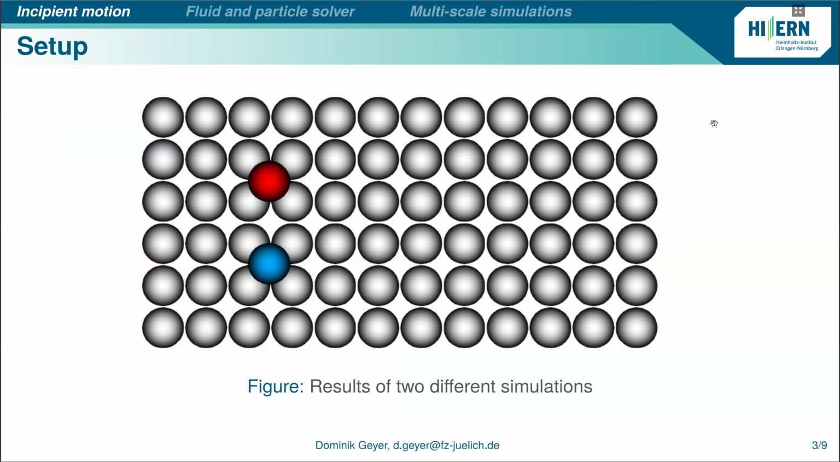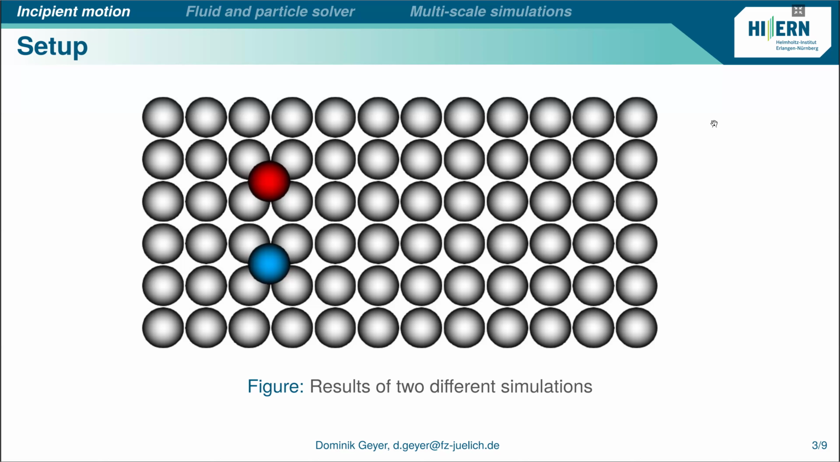Unfortunately, I think the movie will not work. But this is my setup. You see here a quadratic arrangement of spheres, and you see on top of the substrate two spheres. And when the particle starts moving depends on the shear flow. In the following, I will consider this on the experimental side and also on the simulation side.